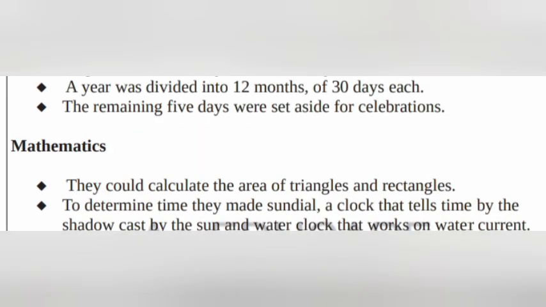Mathematics. They could calculate the area of triangles and rectangles. To determine time, they made a sundial, a clock that tells time by the shadow cast by the sun, and a water clock that works on water current.